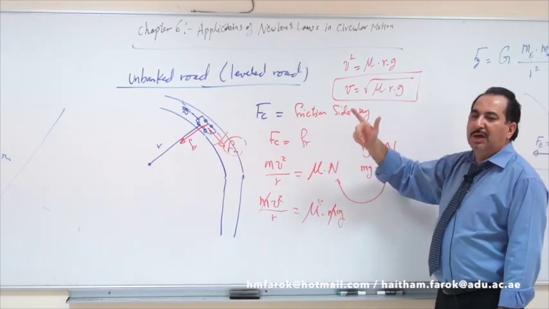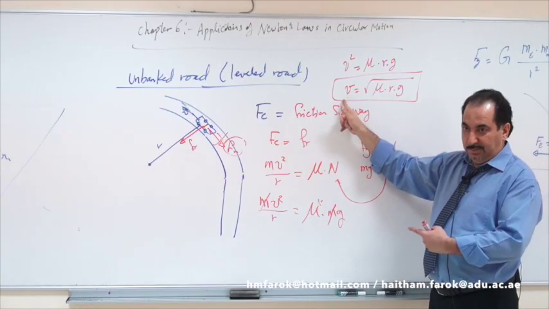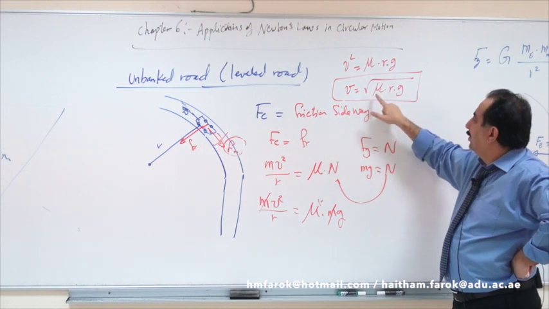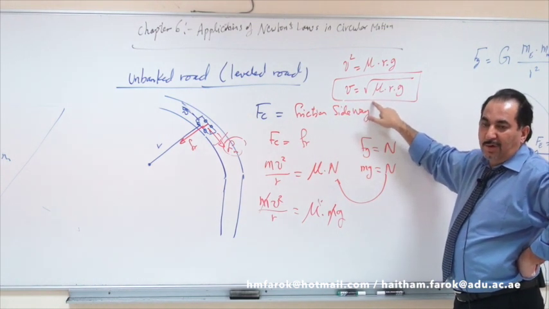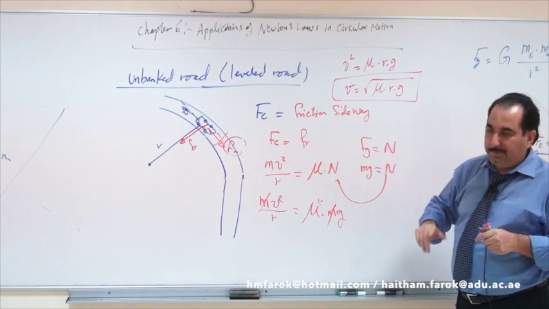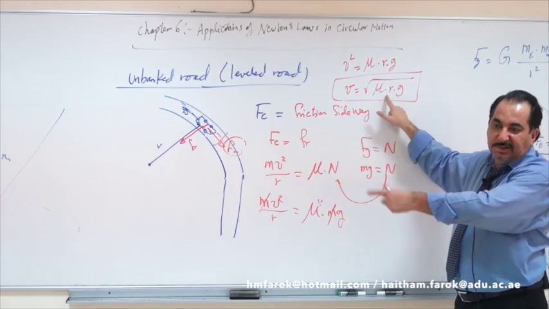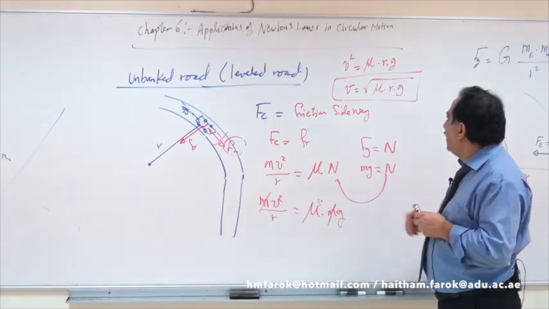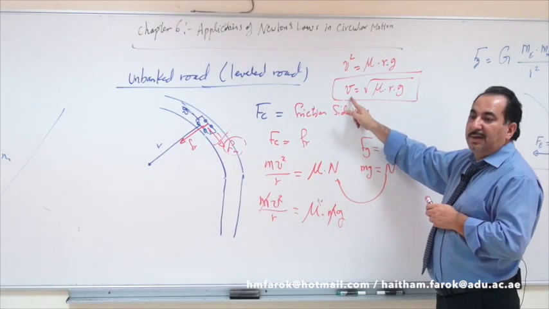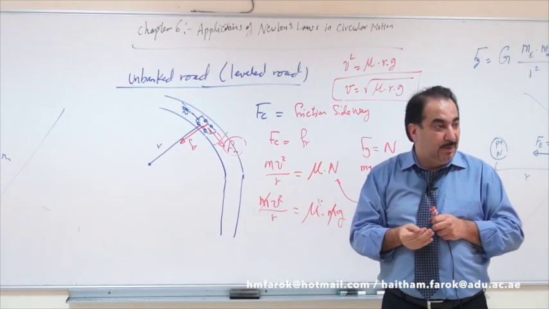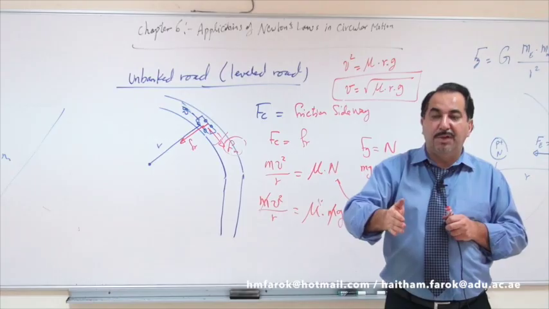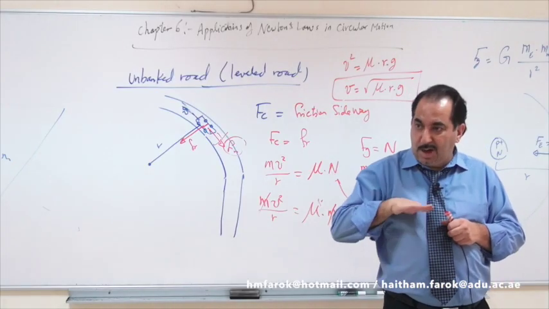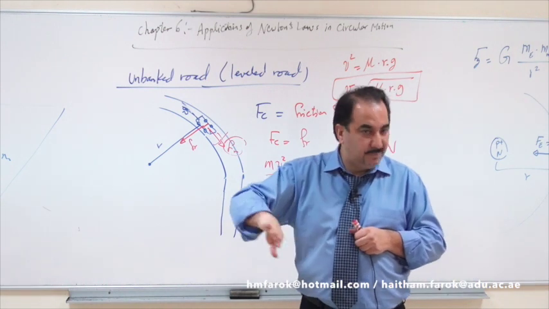This equation is talking about the speed of the car on the bend. What is the mu? Coefficient of friction between the tires and the road. R, radius of the bend or the roundabout. G is the gravity acceleration. This formula gives you the maximum speed you can enter the roundabout or the bend without any slipping. Yeah? The car will stay on the road. It will not slide off.